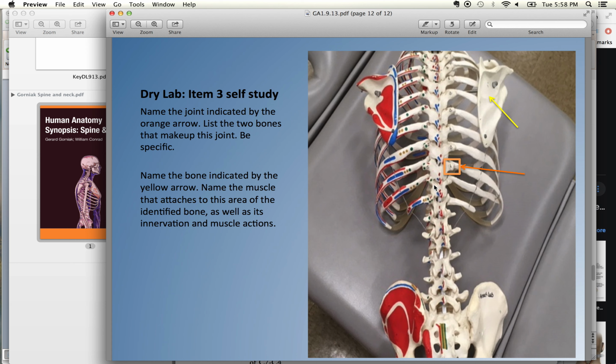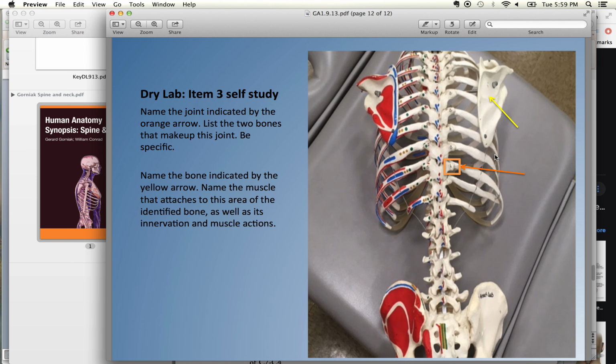Name the bone indicated by the yellow arrow. Name the muscle that attaches to this area of the identified bone, as well as its innervation and muscle actions. That bone is the right scapula. The muscle that attaches there is your right infraspinatus. Infra meaning below, spinatus in reference to the spine of the scapula, infraspinatus.